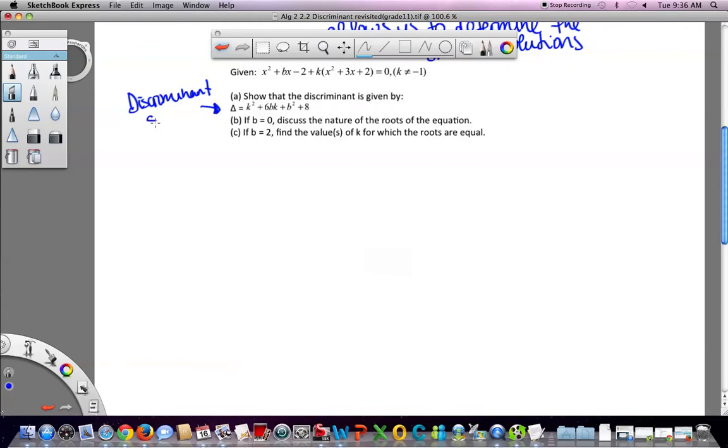So that's the discriminant symbol. I will usually spell that out for you, but the book may not. All right, sorry about that.